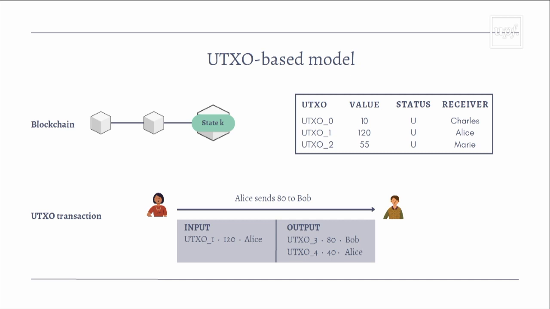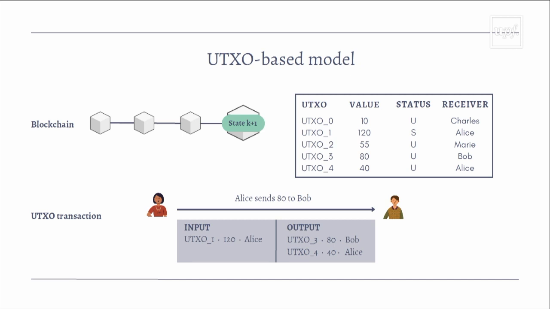I am the owner of that unspent transaction. And my output of this transaction is going to be 80 for Bob and 40 for herself, because she wants to keep the change, okay? So once this transaction is done, the blockchain would be updated to the newest state, and the blockchain will identify that the unspent transaction output number 1 was already spent, and instead it will add 2 different unspent transaction outputs, one corresponding to Bob and another one to Alice.